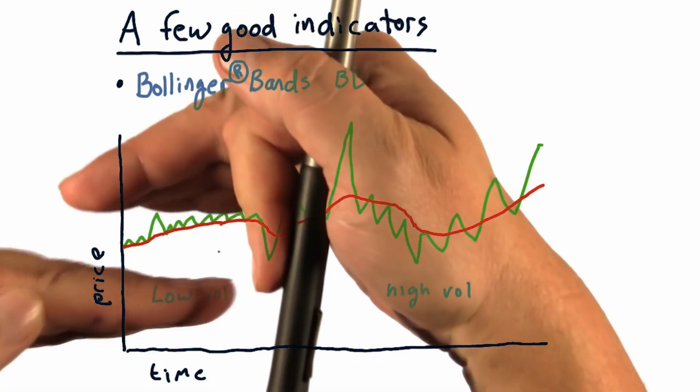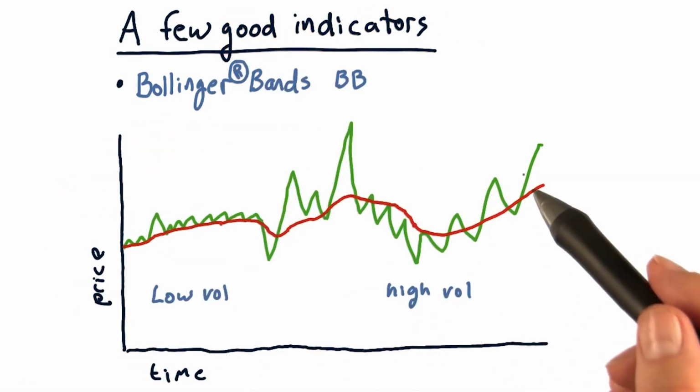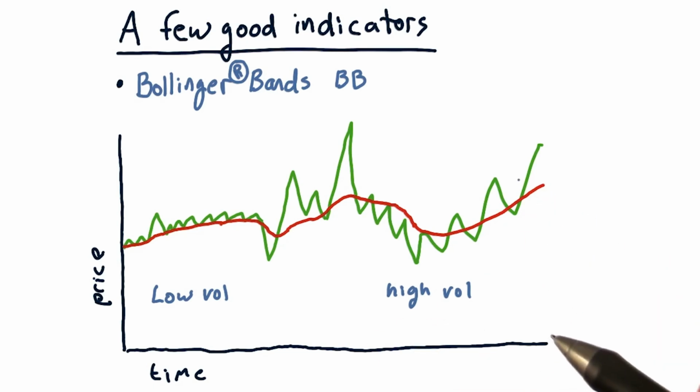you probably want to use a smaller number for that trigger. And when we see high volatility, you probably want to use a larger number. Well, how can we accomplish that? Well, we can use the standard deviation.